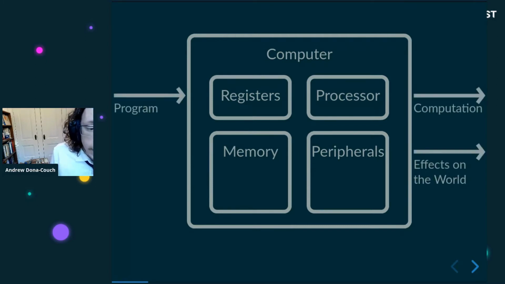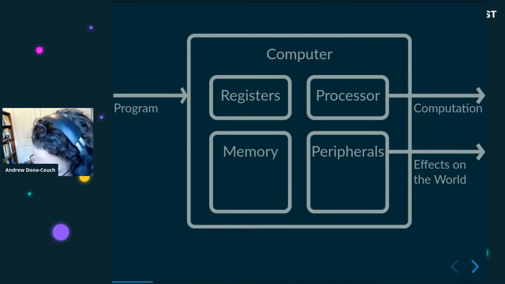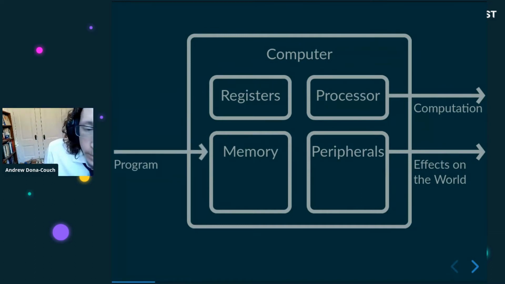All right, so let's connect our arrows from earlier. We said the processor is the brains of the computer, and so the computation can be thought of as coming from there. And likewise, we said the peripherals are the interface to the outside world, so we can think of our effects on the world as coming from those peripherals. And then the program, we will load that into memory, and then we will go ahead and start executing from there.